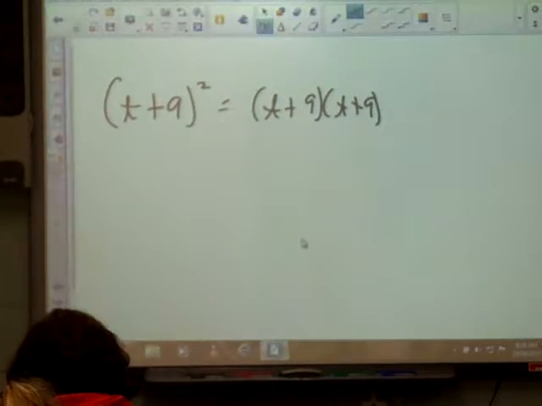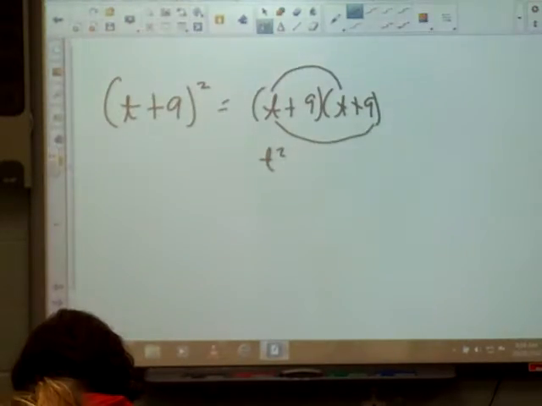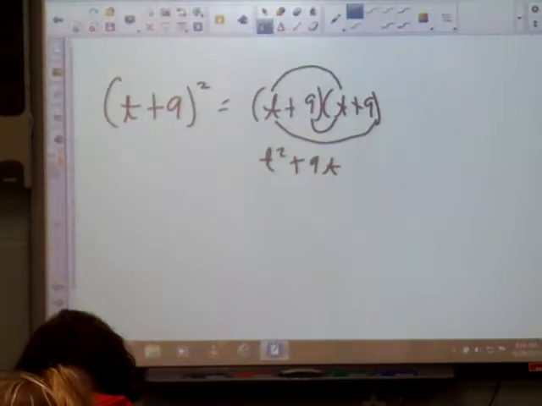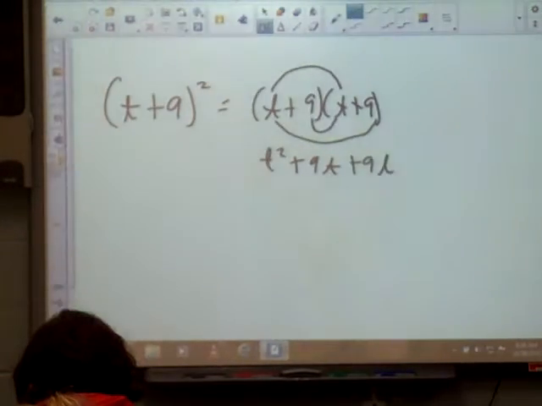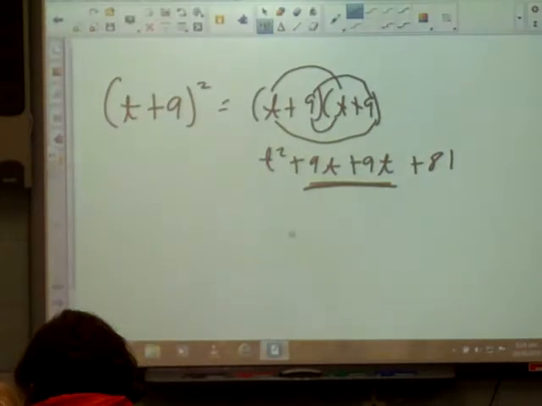Now there's also a little shortcut on this one that I'm going to show you. This is a sum of squares. Nothing can cancel out on this, but there is a little shortcut for you. When we do our FOIL, t times t is t squared. Outer, 9 times t is 9t. You get the same thing on the inner. That's where the shortcut's going to come from in just a second. And then last is 81. So when you combine those middle terms, 9t and 9t is 18t. So that's your final answer.